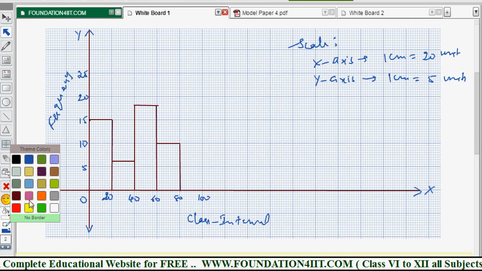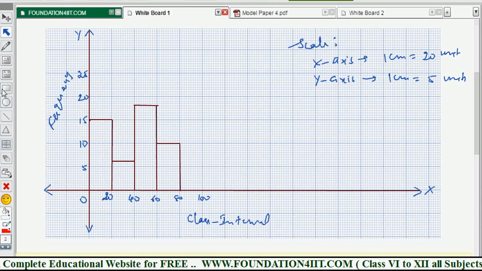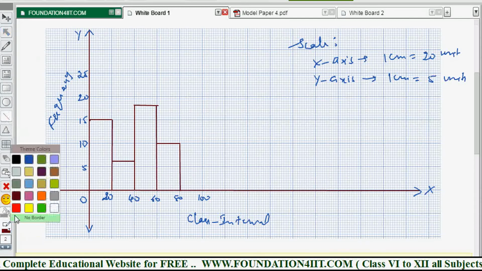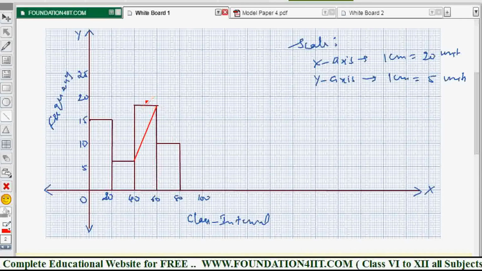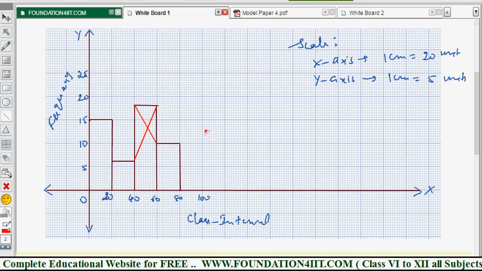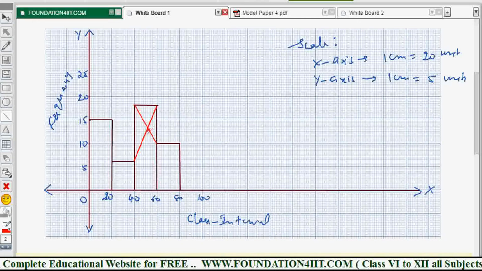If you observe, the upper limit of the highest bar is joined to that upper limit. And the highest frequency bar is this 40 to 60. For this, the lower limit you should join to the next class interval's lower limit. Now if you join, there is a common point for both lines. From that point you can draw a straight line down.